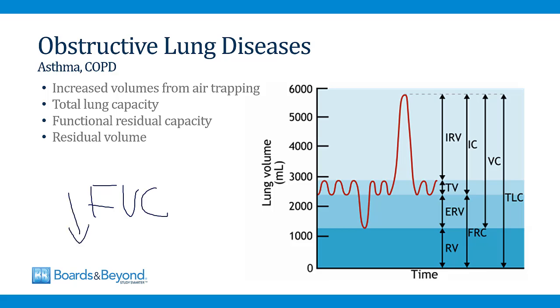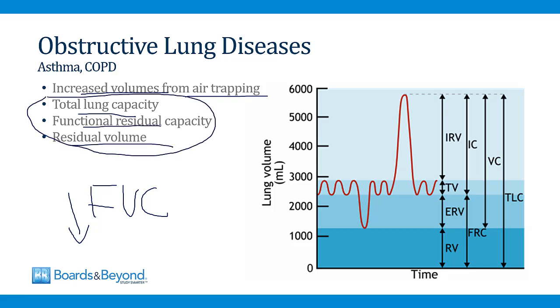So I just told you that the forced vital capacity falls in patients with obstructive lung disease, but you should know that this is the only important volume or capacity that falls in obstructive lung disease. Most of the other volumes and capacities go up, and that's because there's air trapping in obstructive lung diseases. So for example, the total lung capacity, the functional residual capacity, and the residual volume, all of these things go up in obstructive lung diseases.